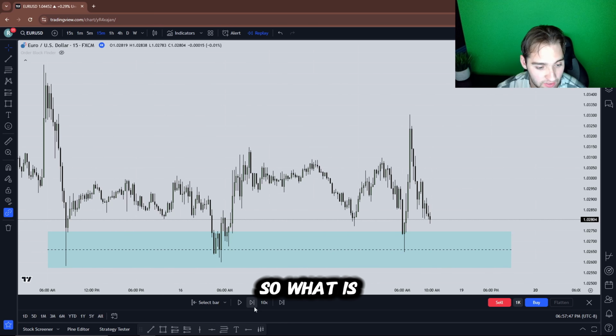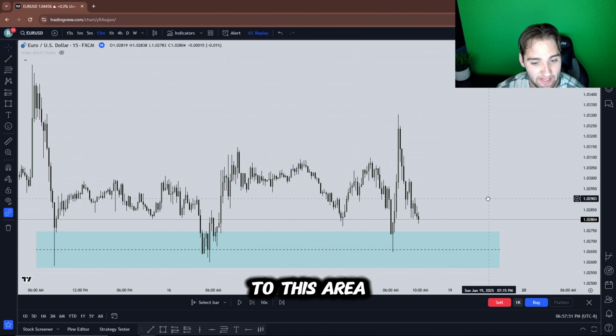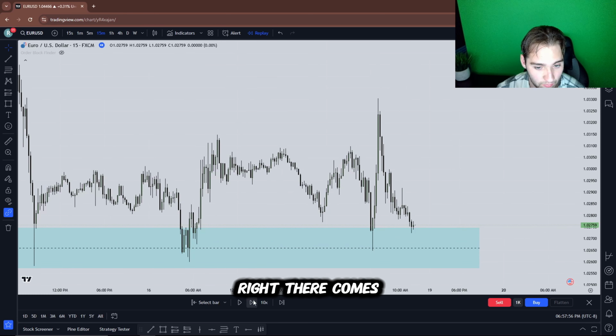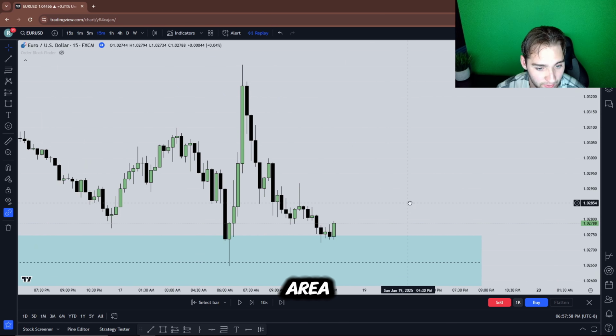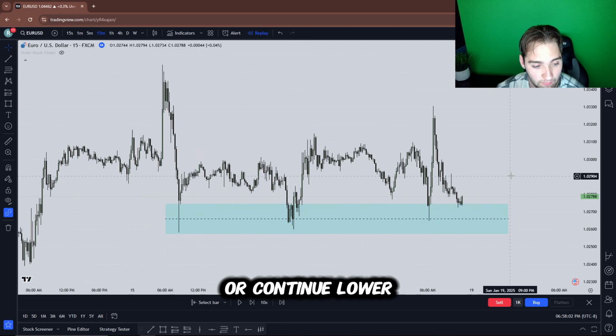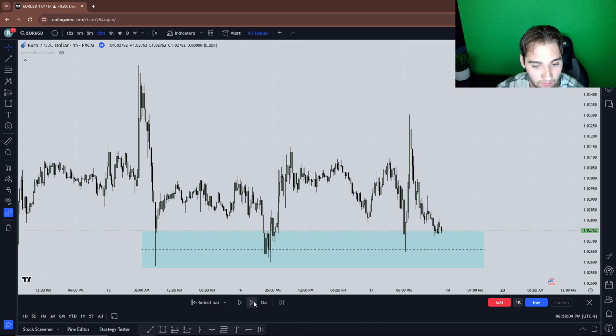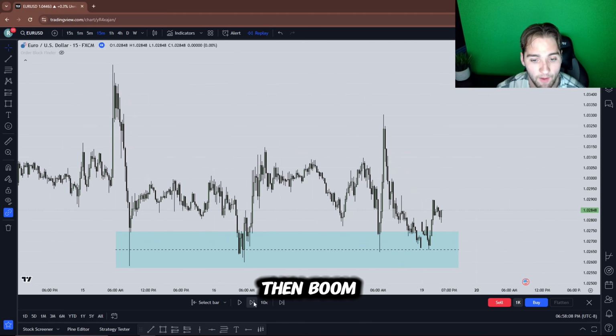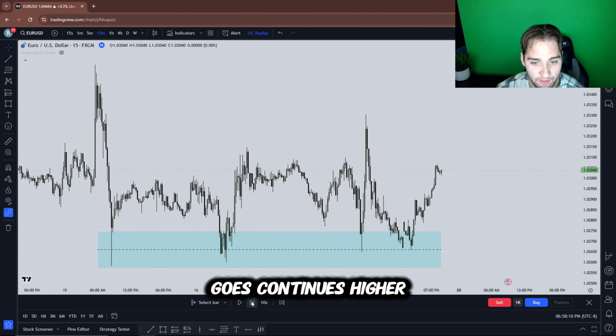So what does price do now after hitting it one more time? Let's see if it goes back to this area. Price comes up, down, boom, right there. It comes back to our area, and will it bounce off from here or continue lower? Let's go ahead and see. Price goes into our zone, and then boom, it continues higher, as you can see.